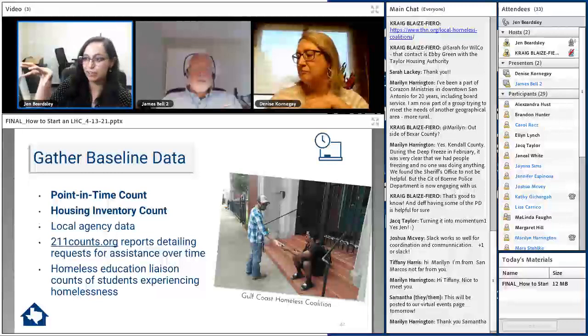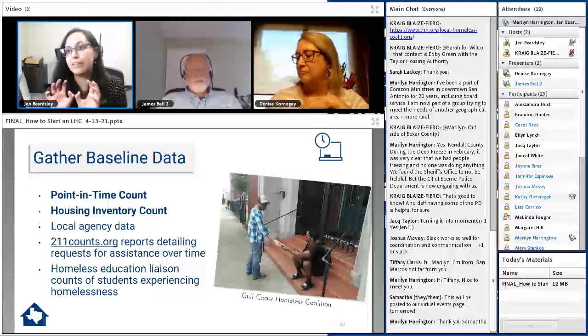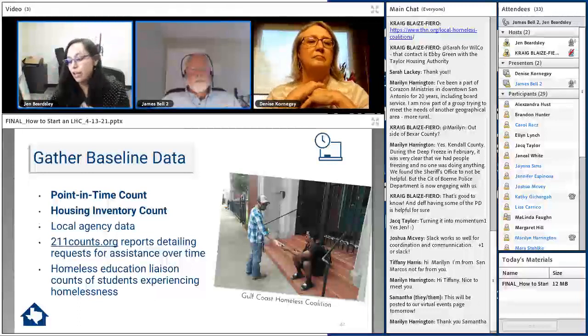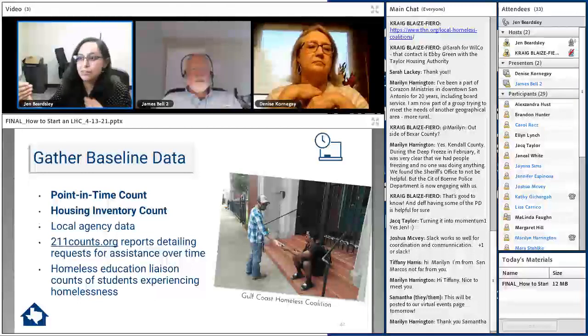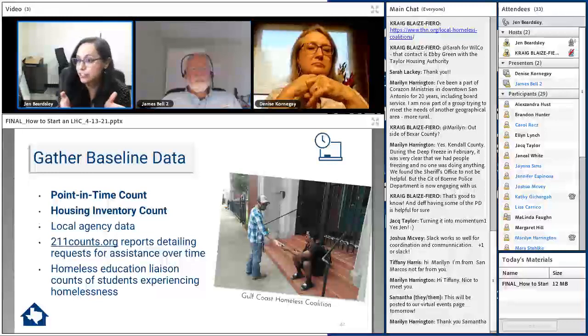And you can compare the point in time counts of the people with the housing inventory counts of the beds. Do they match up? Is there a huge gap? Are there a lot of people still experiencing homelessness when there are a lot of openings in your shelter? Or are shelters always full and there's still a lot of people experiencing homelessness outside?